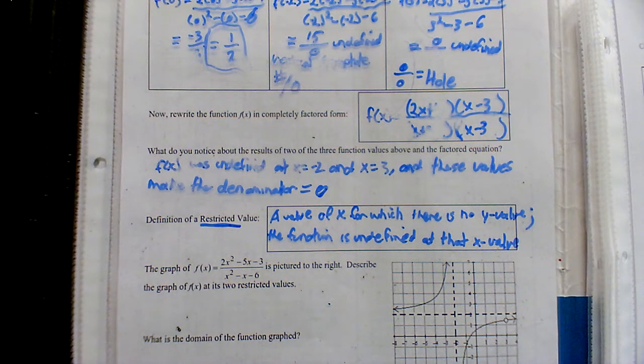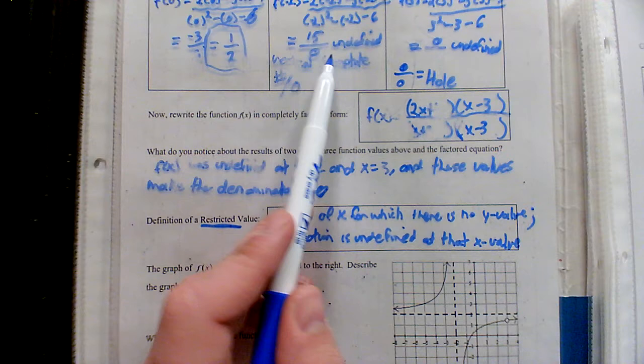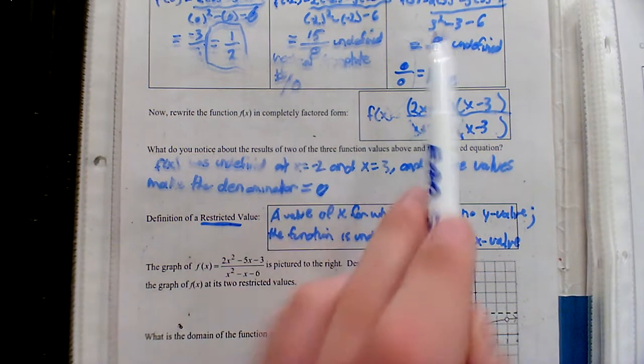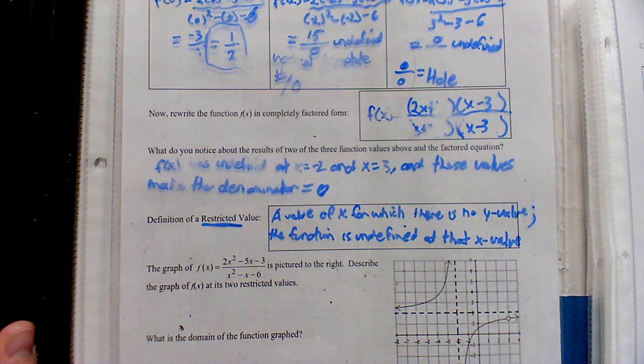So a value of x for which there's no y value, so there's no answer if you would plug in that x. The function is undefined, so the bottom would become 0 at that x value. So you don't have an answer. Kind of like these two up here. We plugged in negative 2, we had no answer. There was no y value. We plugged in 3, we got 0 on the bottom. There was no answer. So those are two of the restricted values.